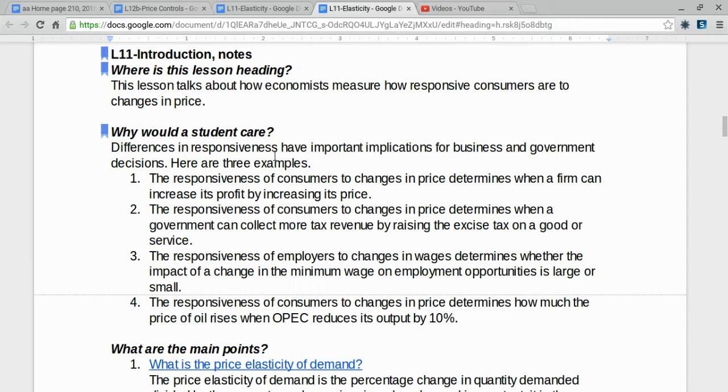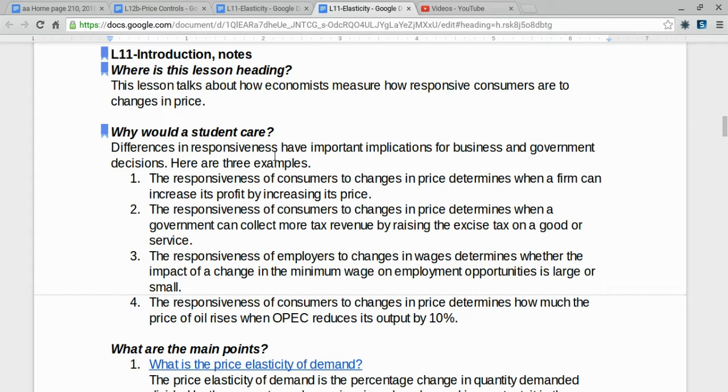Third, the responsiveness of employers to changes in wages determines whether the impact of a change in the minimum wage on employment opportunities is large or small. That information would be important when you're trying to decide whether an increase in the minimum wage on net is a good thing or a bad thing.